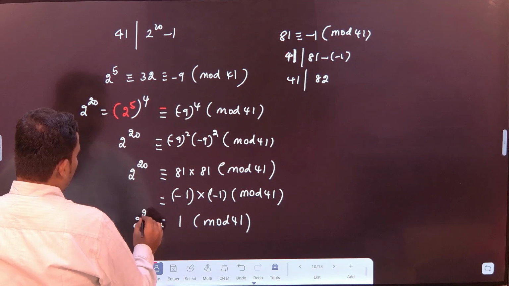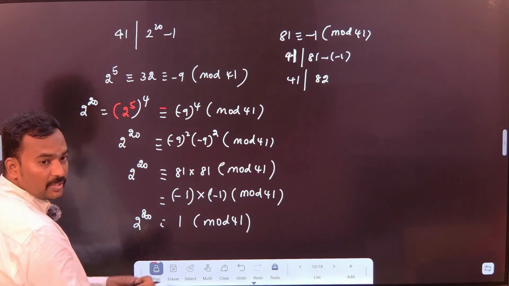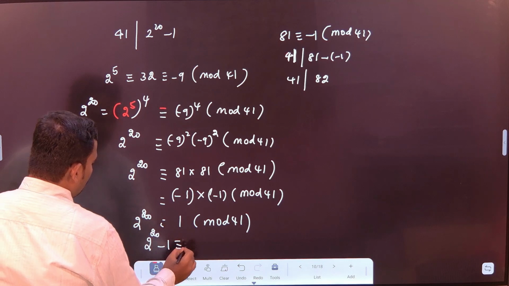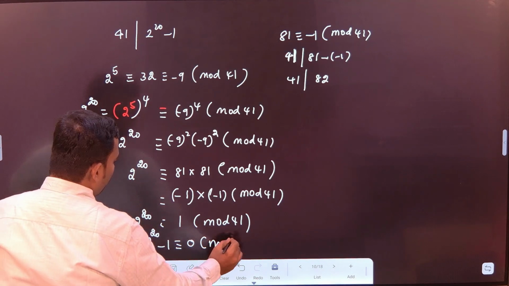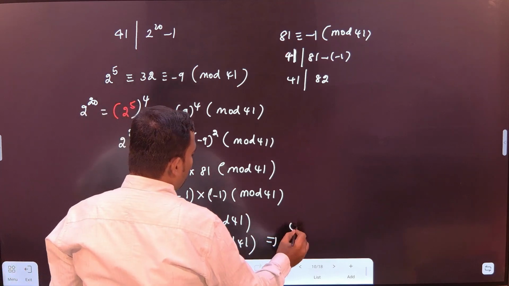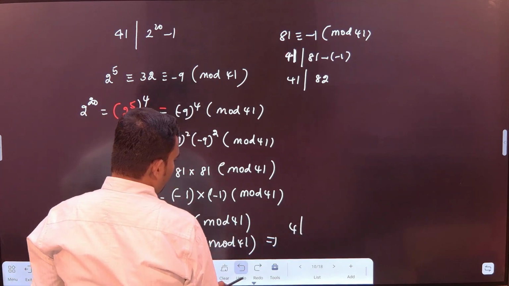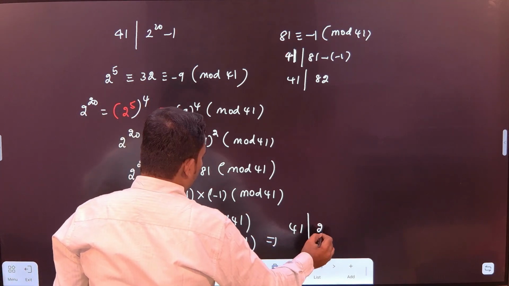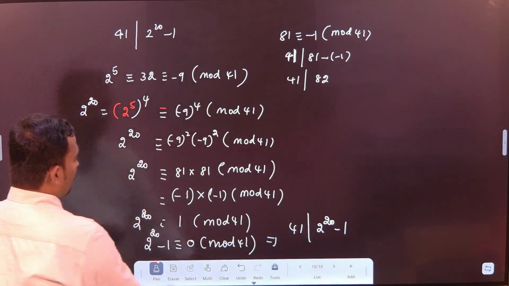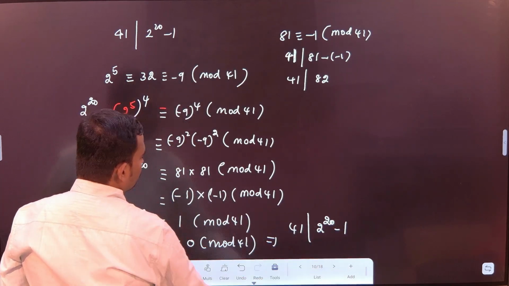So from this we can say that 2 power 20 minus 1 is congruent to 0 modulo 41. If the remainder is 0, definitely we can say that 41 divides 2 power 20 minus 1. Clear? Let's do the next question.